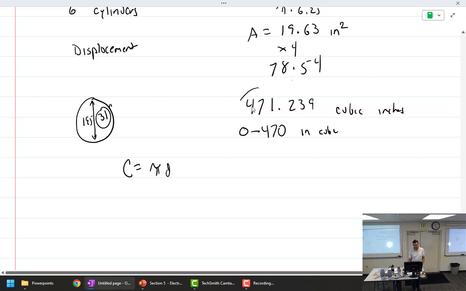Yes. Good. And so what is my diameter? 31. So it's pi times 31. 31 times pi equals. So how far will it go in one revolution? 97.39 inches.